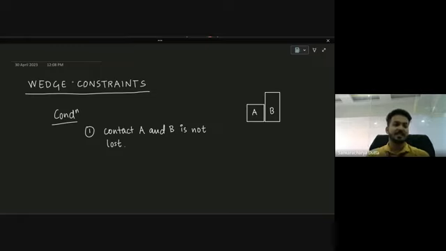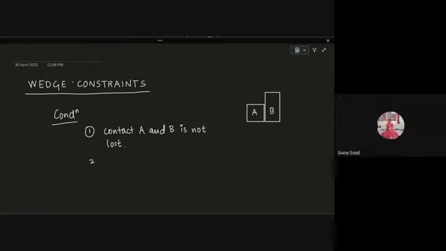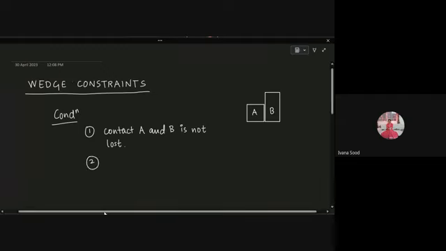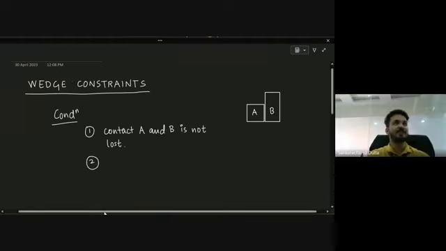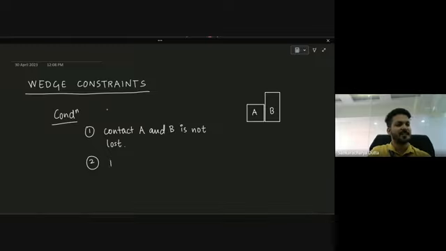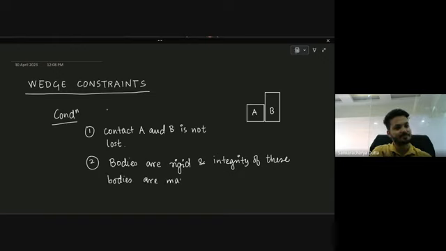If you understand that the contact between A and B is not going to be lost. What do you mean by that contact between A and B? We'll talk about it. Give me a little bit of time, I'll explain. The second thing is that bodies are rigid, and essentially the integrity of these bodies is maintained. Now, what do these two points mean?